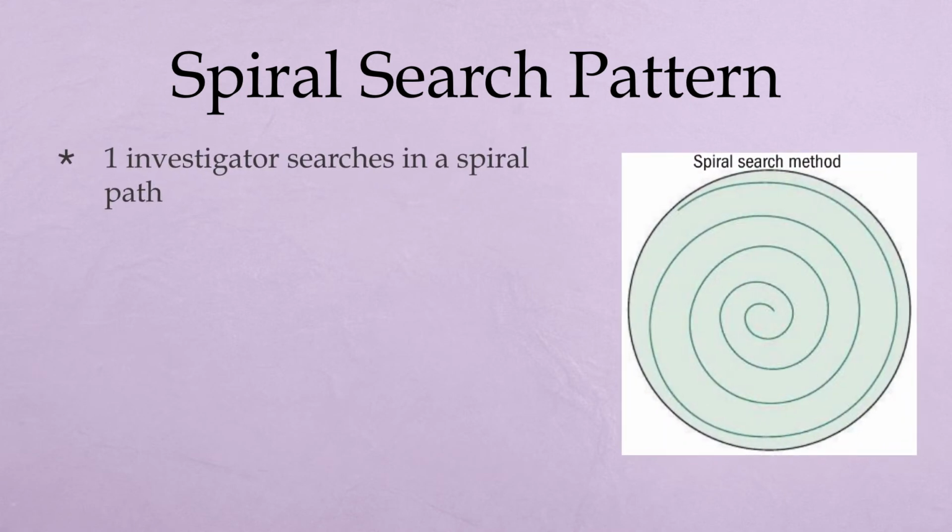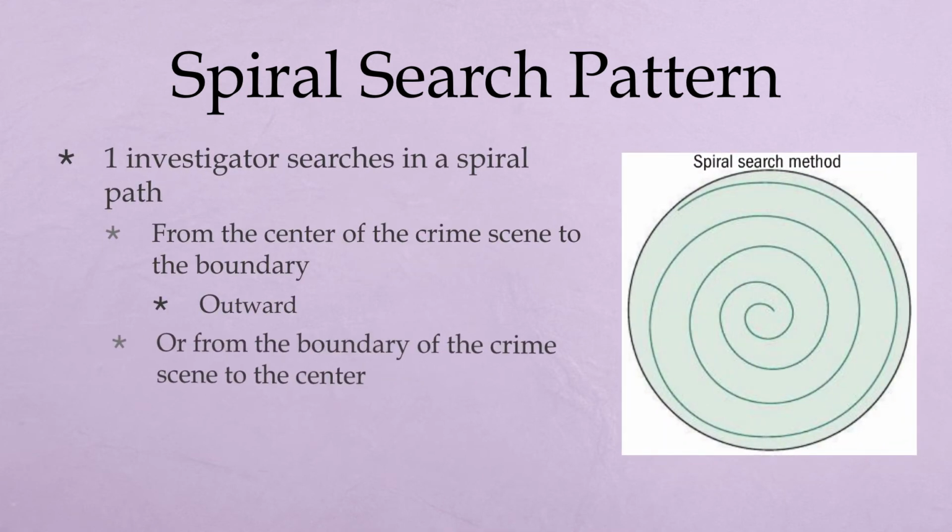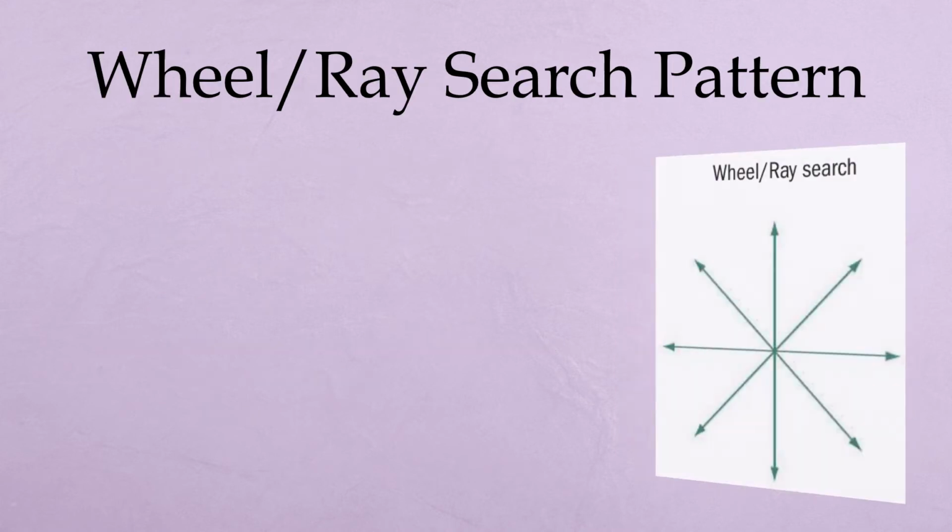In a spiral search pattern, you have 1 investigator that searches in a spiral pattern. They can either go from the center of the crime scene to the boundaries, which would be an outward direction, or from the boundaries of the crime scene to the center, which would be an inward direction.